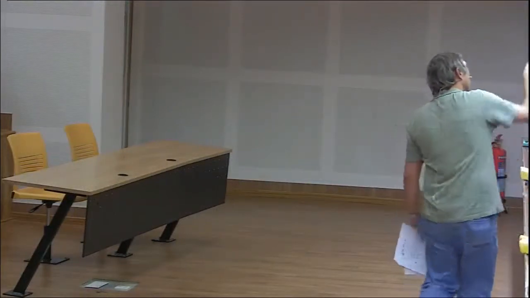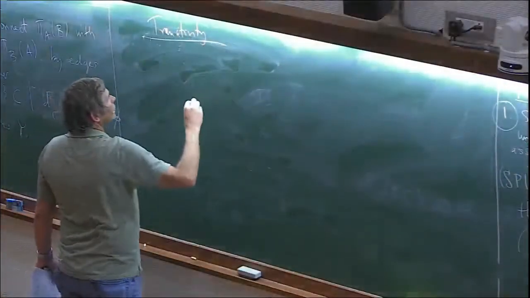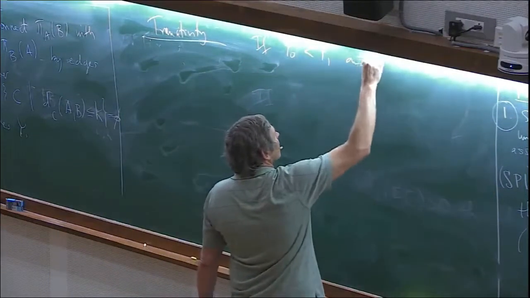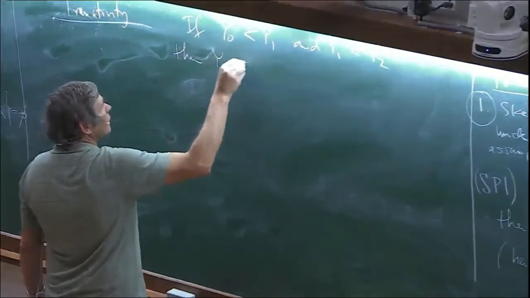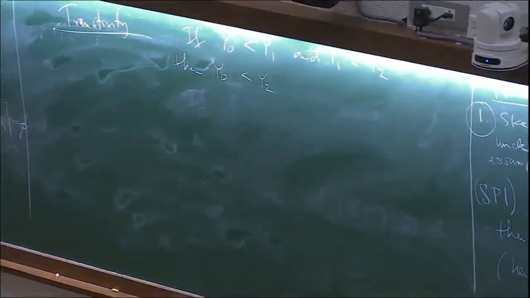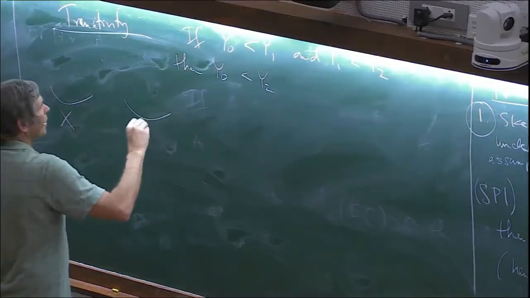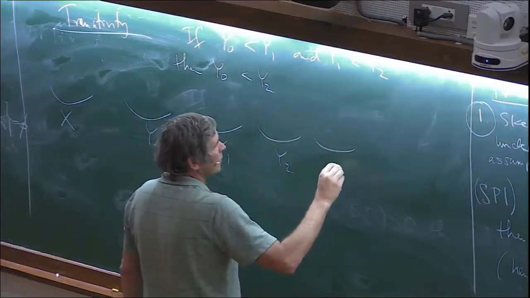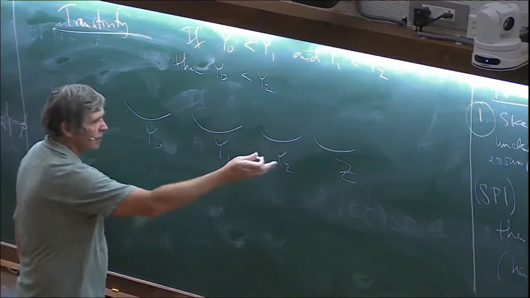Okay, so transitivity. I want to show that if y0 is less than y1 and y1 is less than y2, then y0 is less than y2. The picture you're supposed to keep in mind is something like this. Here is x, there's y0, there's y1, there's y2. I'm thinking of them as some kinds of lines. They're arranged, and this is the dream. This is what I'm aiming for. They're supposed to come in this order.